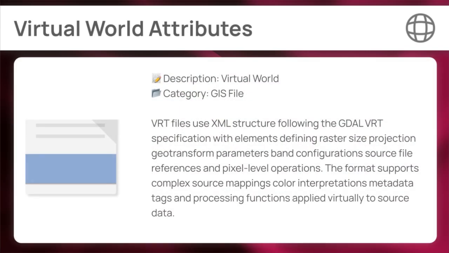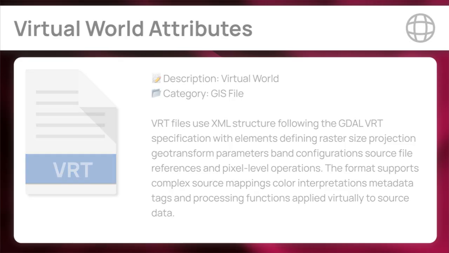VRT files use XML structure following the GDAL VRT specification, with elements defining raster size, projection, geotransform parameters, band configurations, source file references, and pixel-level operations. The format supports complex source mappings, color interpretations, metadata tags, and processing functions applied virtually to source data.